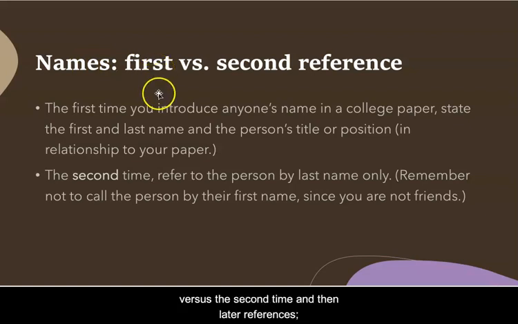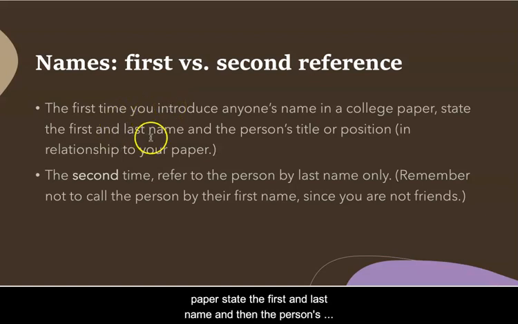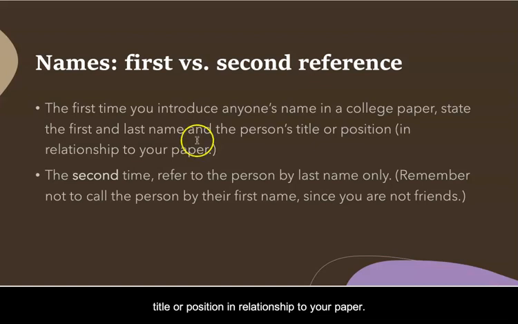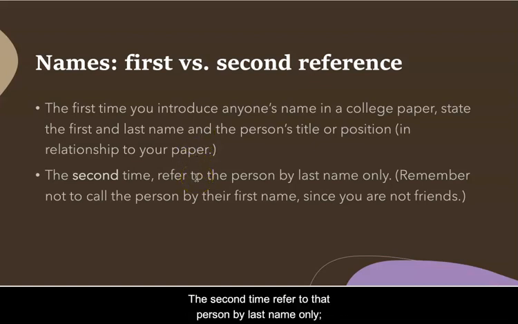It's a little different the first time you reference someone versus the second time and later references. So the first time you introduce anyone's name in a college paper, state the first and last name and then the person's title or position in relationship to your paper. The second time, refer to that person by last name only. Remember not to call the person by their first name since you're not friends. And I'll show you just an example here.